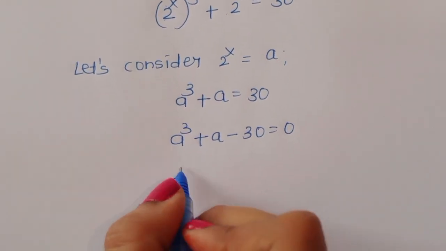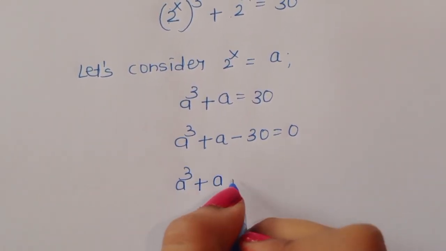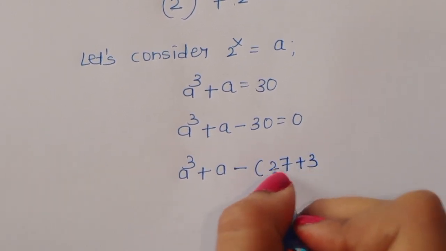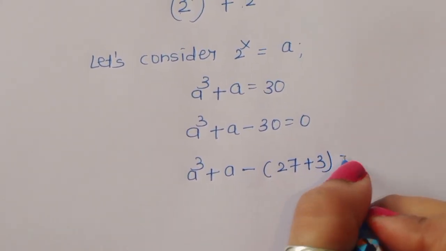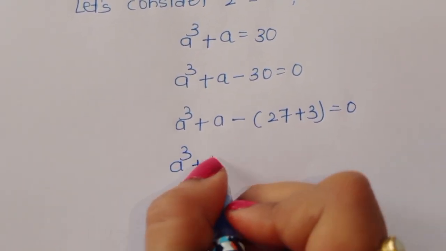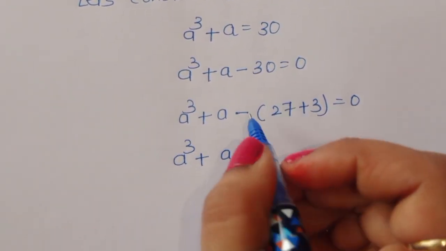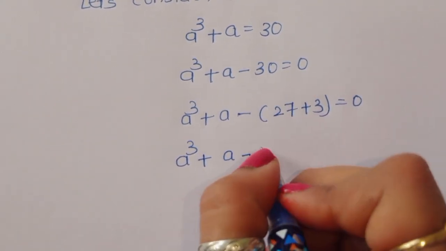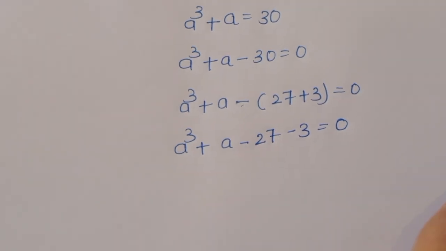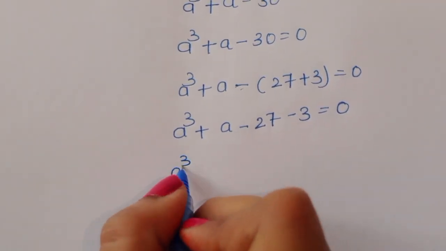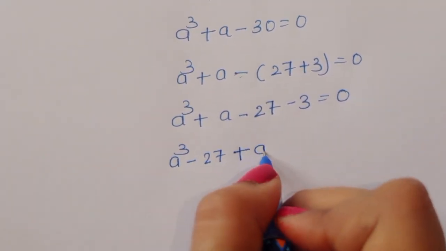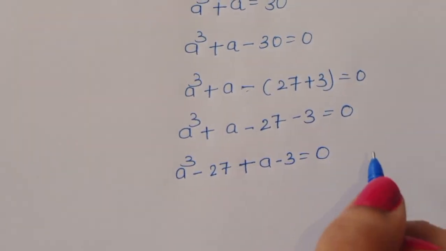Now a power 3 plus a, and minus 30 we can write as 27 plus 3. 27 plus 3 is 30, so minus 30 is equal to 0. Now a power 3 plus a, opening the bracket, minus 27 and minus 3 is equal to 0. Now (a power 3 minus 27) plus (a minus 3) is equal to 0.